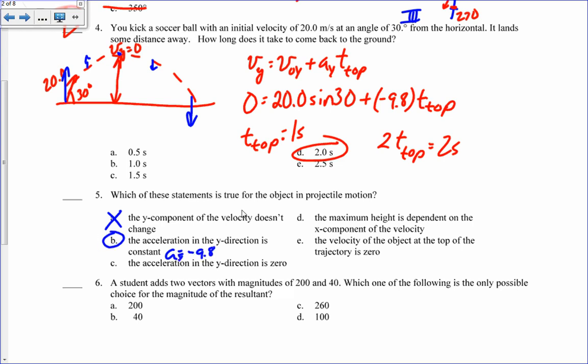So that's true. Let's just go through the others. The acceleration in the y direction is 0. All right, well, that's contrary to what we just said, because it's always equal to negative 9.8.